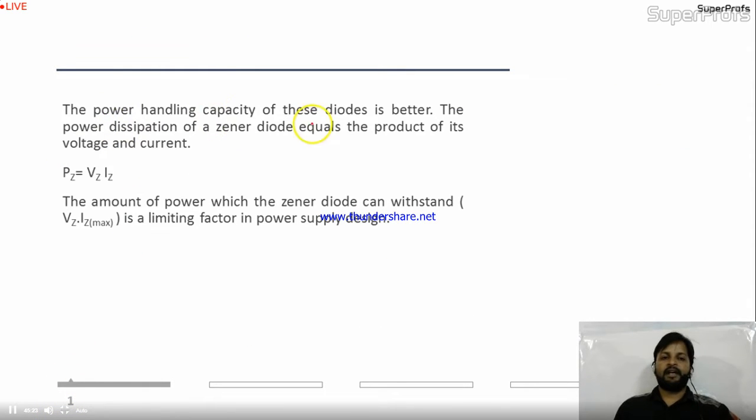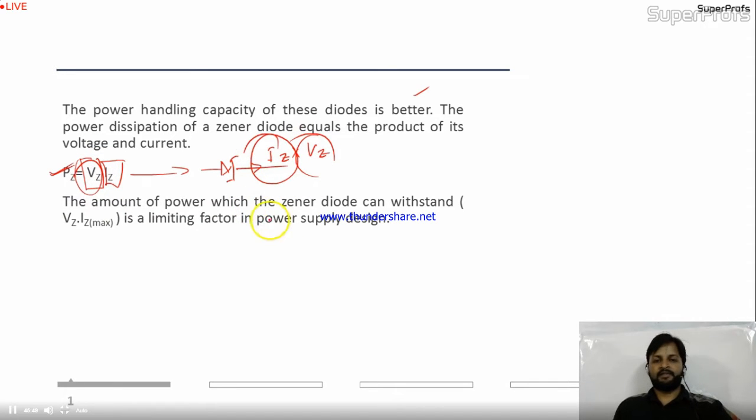The power handling capacity of this diode is better. The power dissipation of a Zener diode is equal to the product of its voltage and current. This is the power dissipation, Vz and Iz. Whatever Iz is taken by the circuit, passing through the Zener diode, that current is multiplied with the Zener breakdown voltage. Okay, the Zener breakdown will be fixed, but this current will change based on the circuit parameters. The amount of power which the Zener diode can withstand is Vz into Iz max.